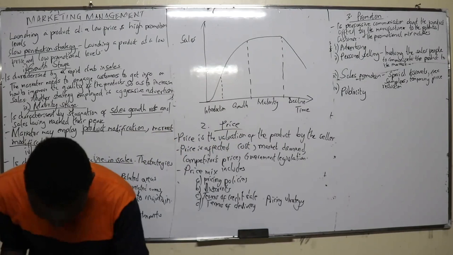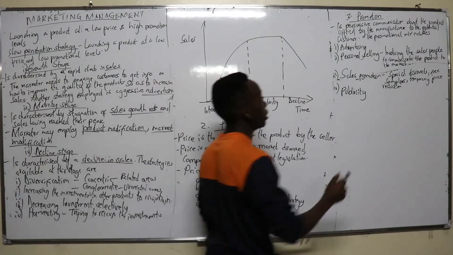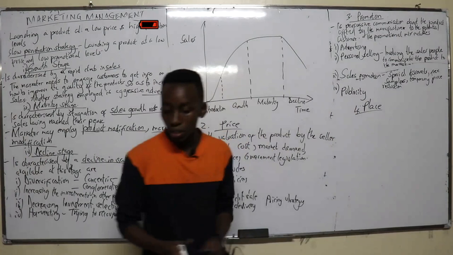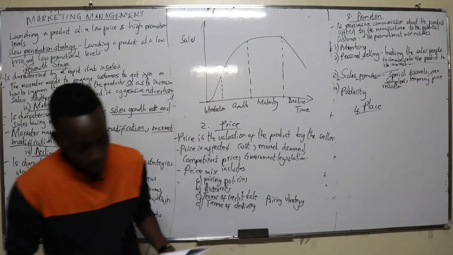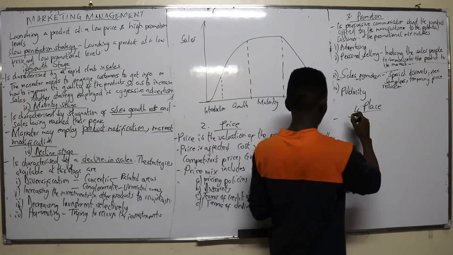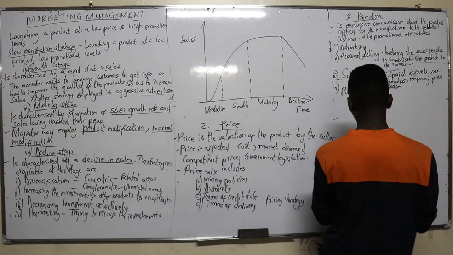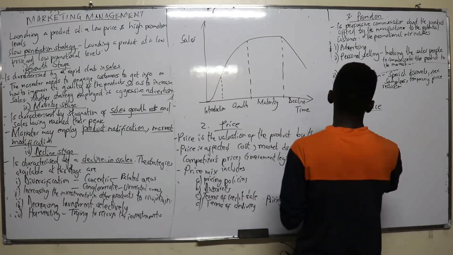And then the remaining one is place. Now for place, this is the physical distribution, the delivery of goods. It entails how to get the goods to the market. So you can say place is physical distribution.